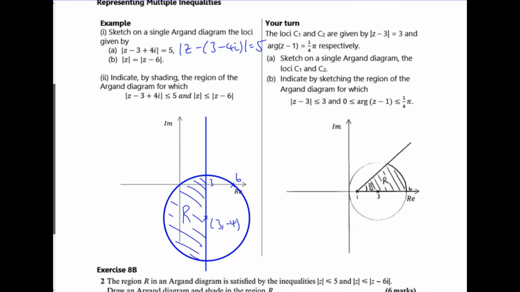So for this one, you've got a circle centered on 3 with radius 3, so it does go through the origin again. You've got a half line starting at 1, making an angle pi over 4 with the positive horizontal. The mod z minus 3 less than or equal to 3 is the inside of the circle. The argument of z minus 1 is between 0 and pi over 4, so it's that kind of wedge shape in there. It's not a sector, it's just a wedge shape area.